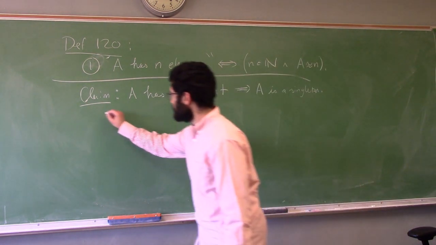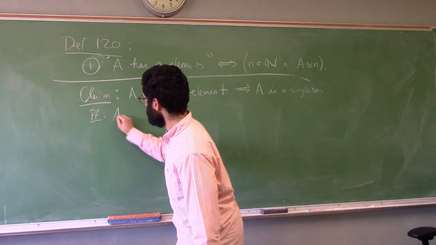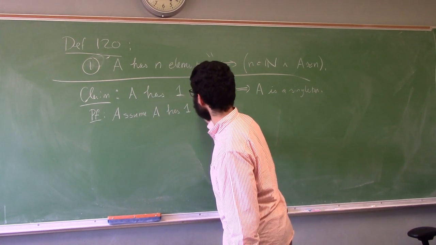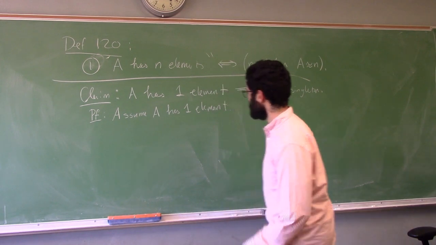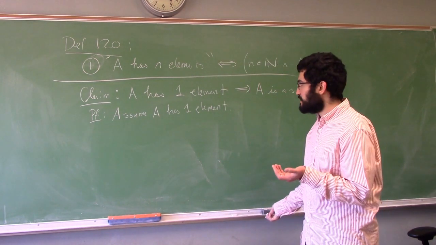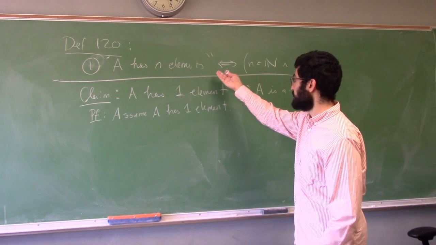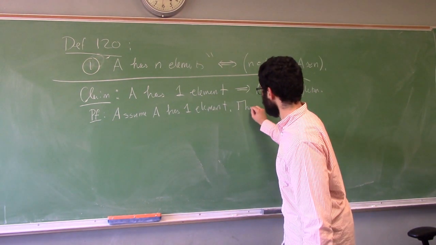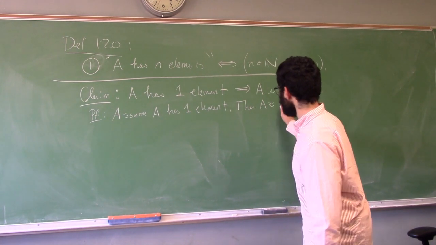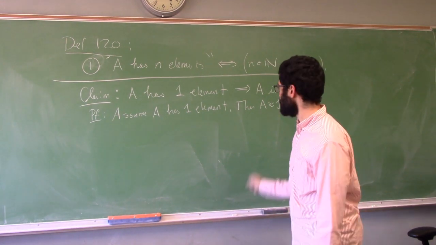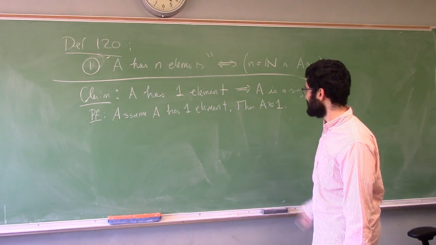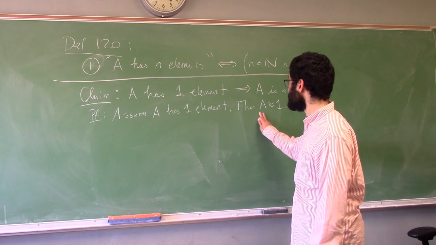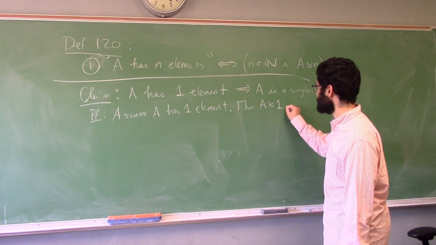All right, so proof. Assume A has one element. How do I use this fact that A has one element? I have no choice but to use the definition. That just means A is in bijection with 1. So then A has the same cardinality as 1. Sometimes people say A is in bijection with 1. That doesn't mean I'm talking about any specific bijection. I'm just saying there exists a bijection from A to 1.